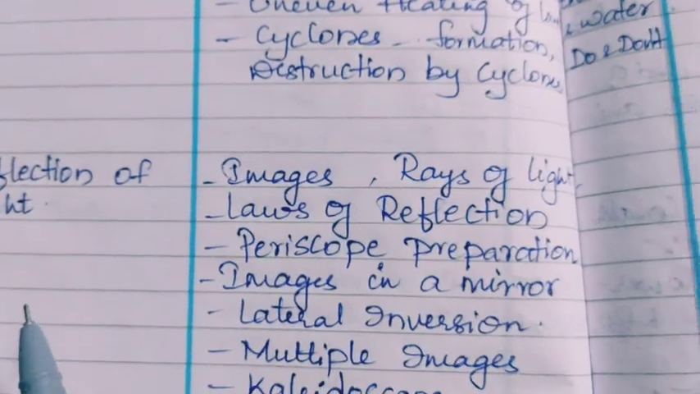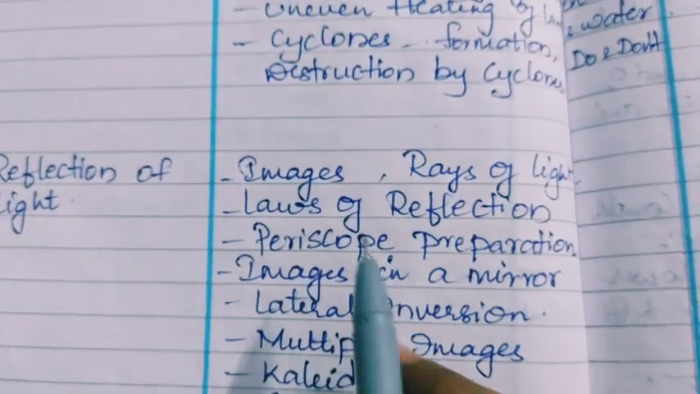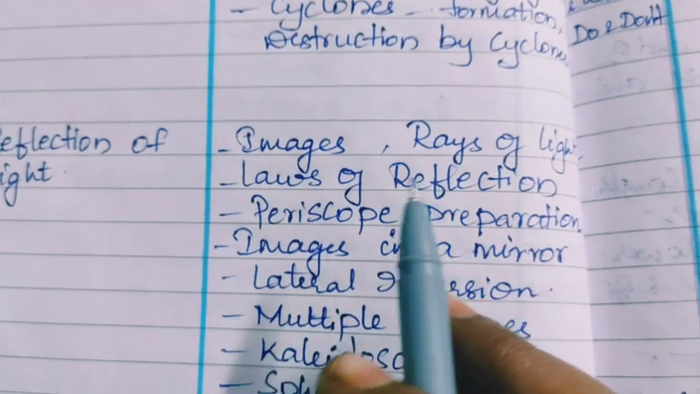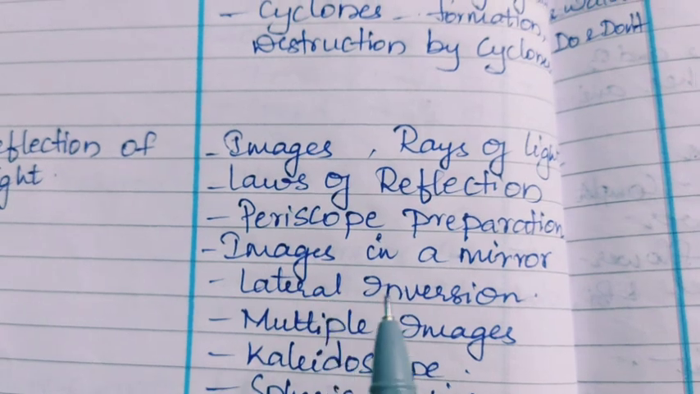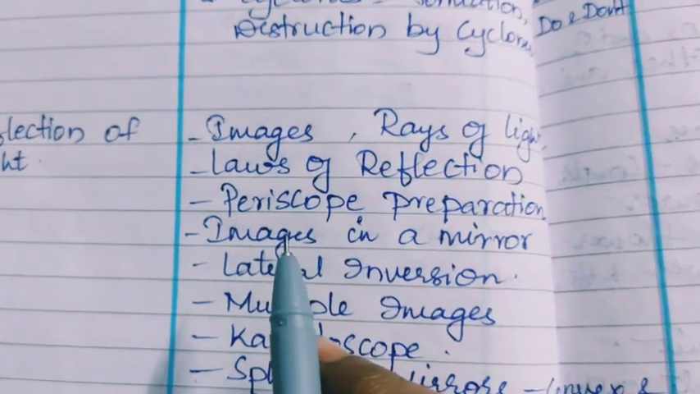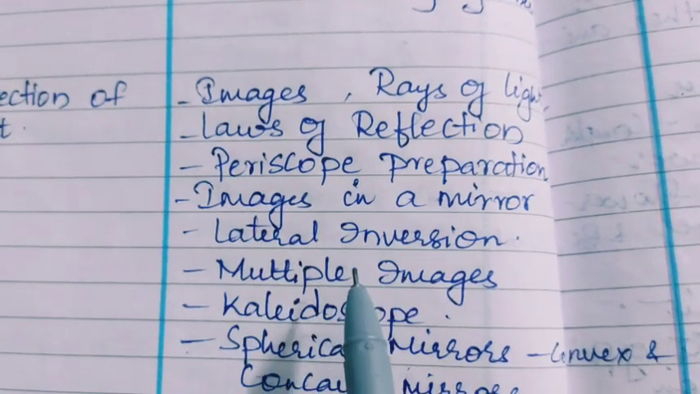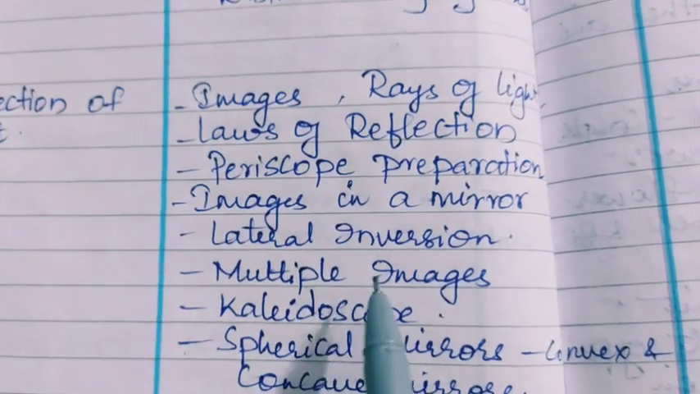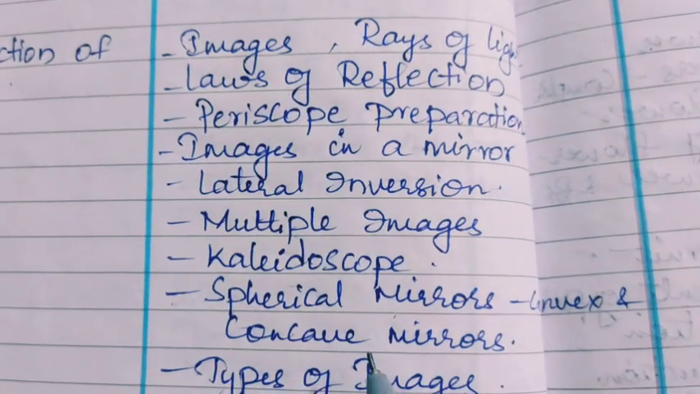Next, reflection of light. In this, you are going to study the laws of reflection, periscope, kaleidoscope, images in a mirror, lateral inversion. The right will be observed as left and left as right. It is called lateral inversion. By using a kaleidoscope, you can see multiple images. Spherical mirrors, convex and concave mirrors.